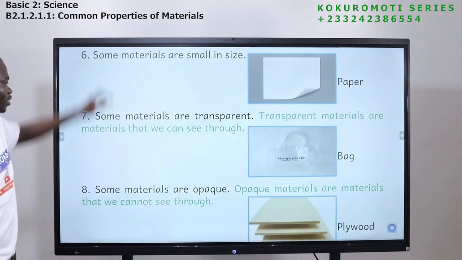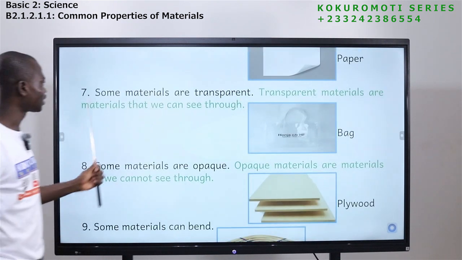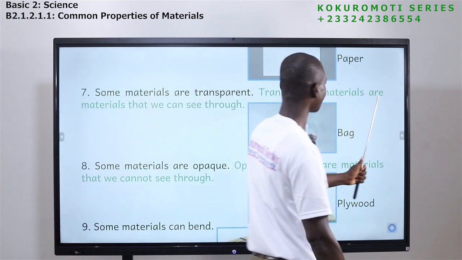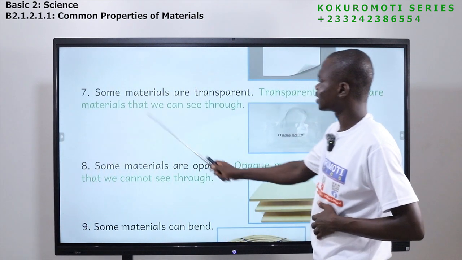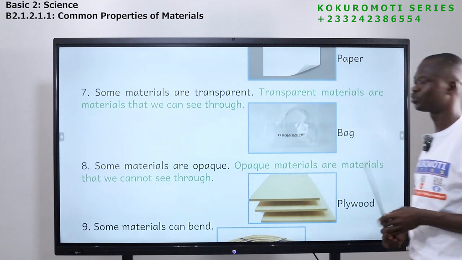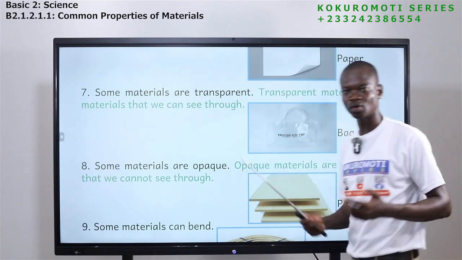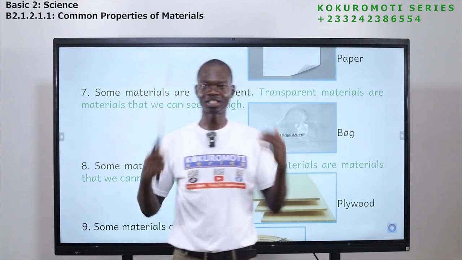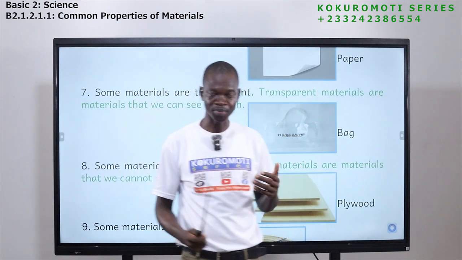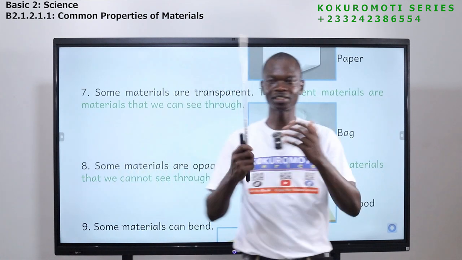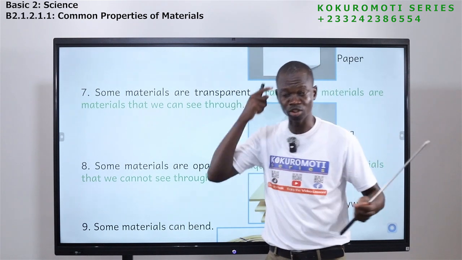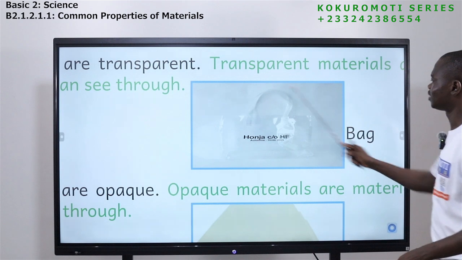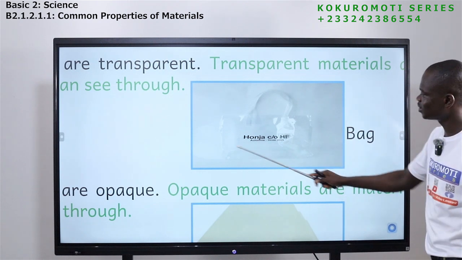Okay. Now let's come to this side. Some materials are transparent. Transparent materials are materials that we can see through. So I explained to you what transparent is, and I also explained to you what transparent materials are. Transparent materials are materials that you can use your eyes to see through. And we have an example here. This is a bag.